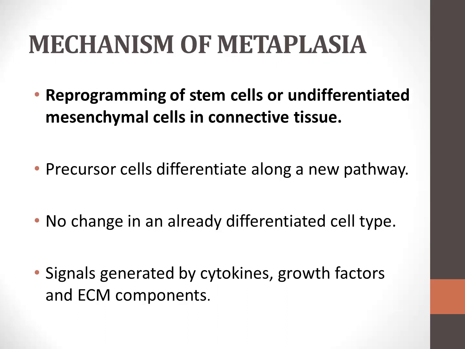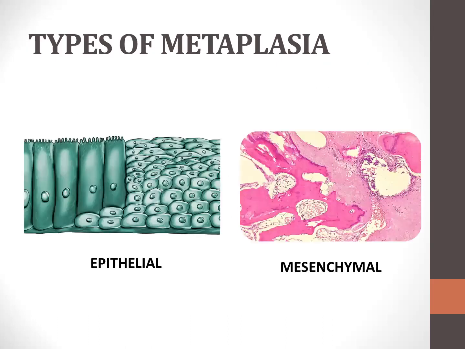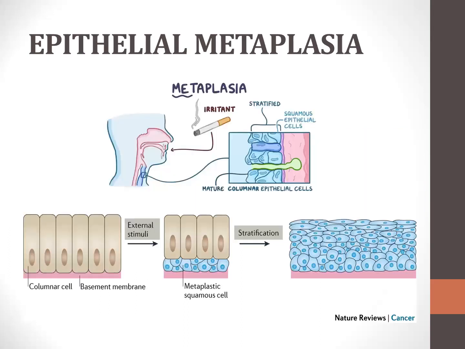Metaplasia occurs because of reprogramming of the stem cells or the undifferentiated mesenchymal cells in the connective tissue. There is no change in an already differentiated cell type. So the mature cells which are already present do not convert into new cells. Rather, it is the stem cells that are reprogrammed and they differentiate along the new pathway. There are two types of metaplasia, epithelial or mesenchymal.